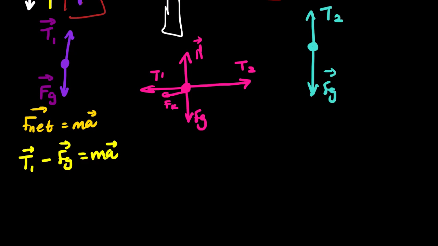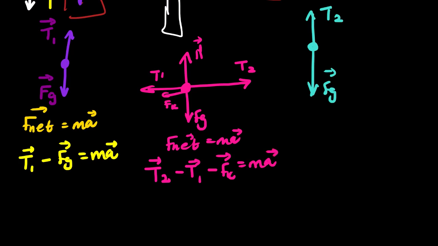Then looking at the second one, the displacement of the object is to the right, so you can see that we have three forces which are doing work to the object. So it's Fnet equals MA, and then we have T2 which will be positive minus T1 negative minus FK negative equals MA positive. Our acceleration is positive.